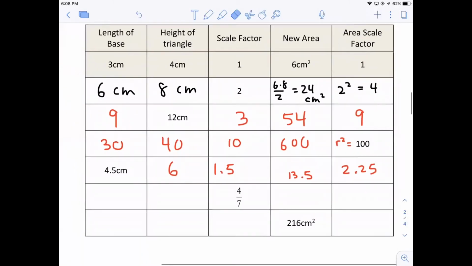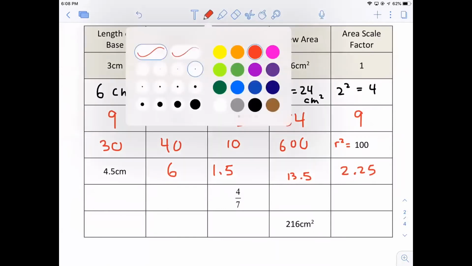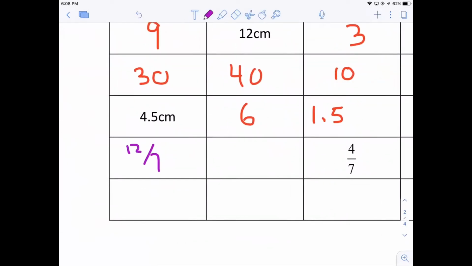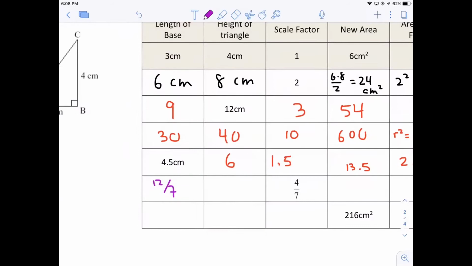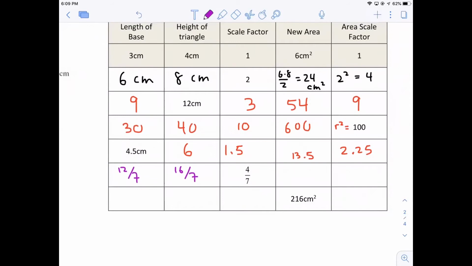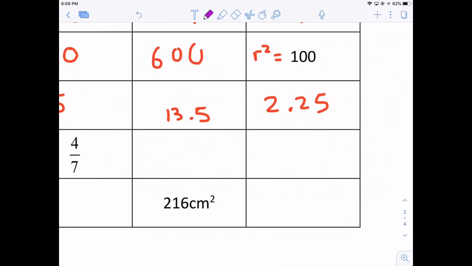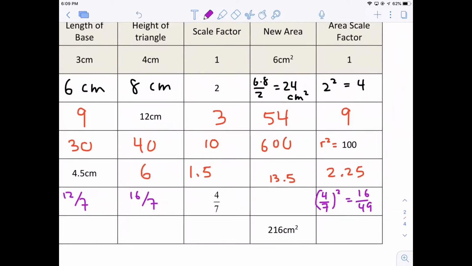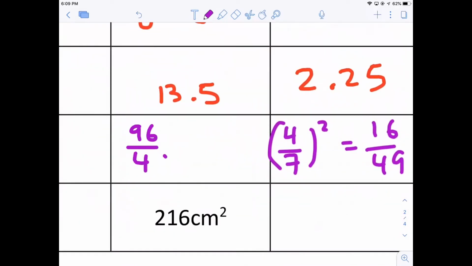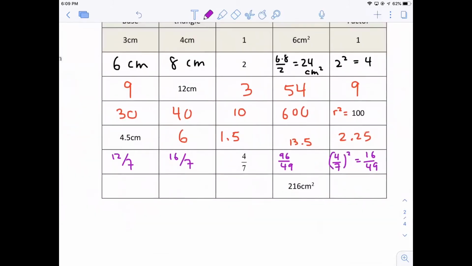All right. Next, scale factor of 4/7. So the base will be 3 times 4/7. That's 12/7. The height will be 4 times 4/7. That's 16/7. I do not want to work out that area. But I know the area scale factor is going to be 4 over 7 squared, or 16 over 49. So really, I can just do 6 times 16 over 49. 6 times 16 is 96 over 49 square centimeters. Right?